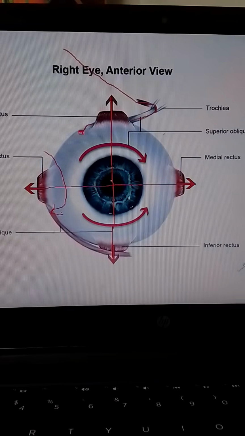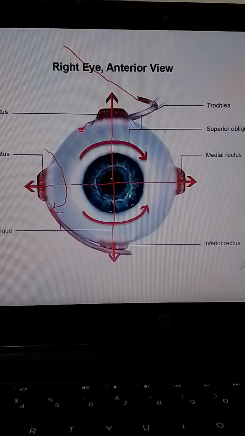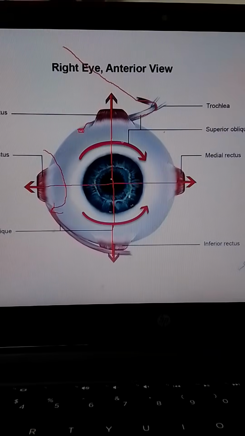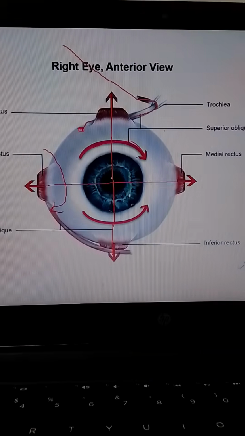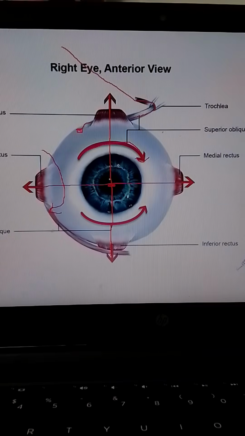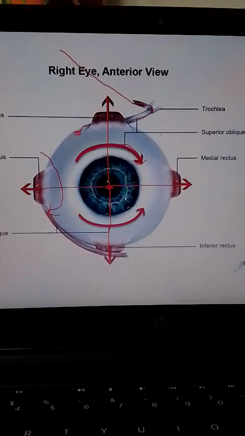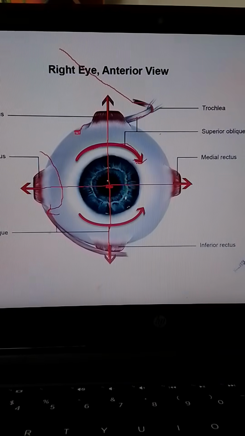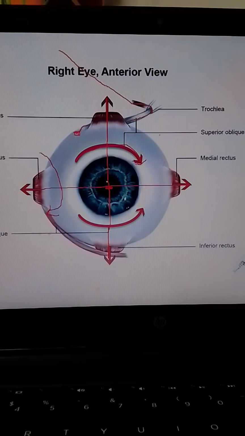Third action is, as you can see, the pull is towards the medial side like this. So if the superior oblique contracts, the movement is medially in the anteroposterior axis. So that is called intorsion. So by this we can understand the superior oblique movements are abduction, intorsion and depression.